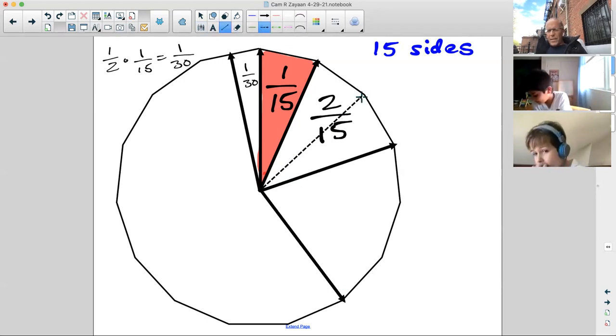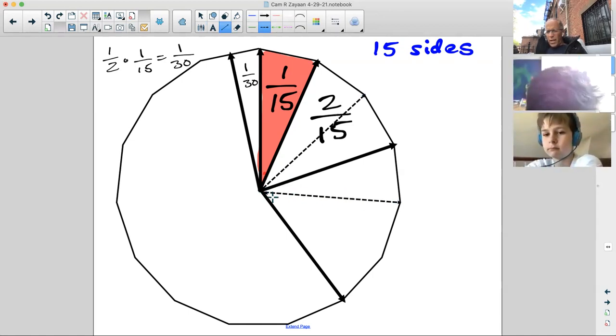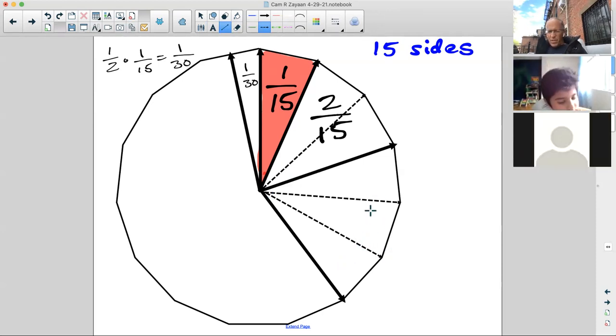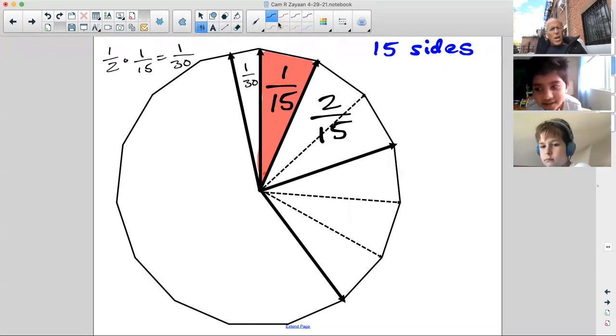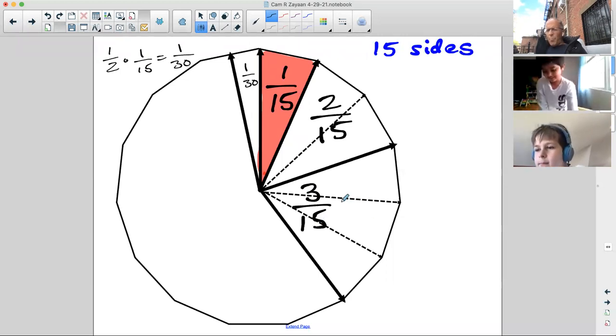If you know that this is 2/15, what do you think this piece with 3 of them is called? Cam, come back to us. 3/15. Say it again. 3/15. I thought you didn't want this challenge. You are correct.